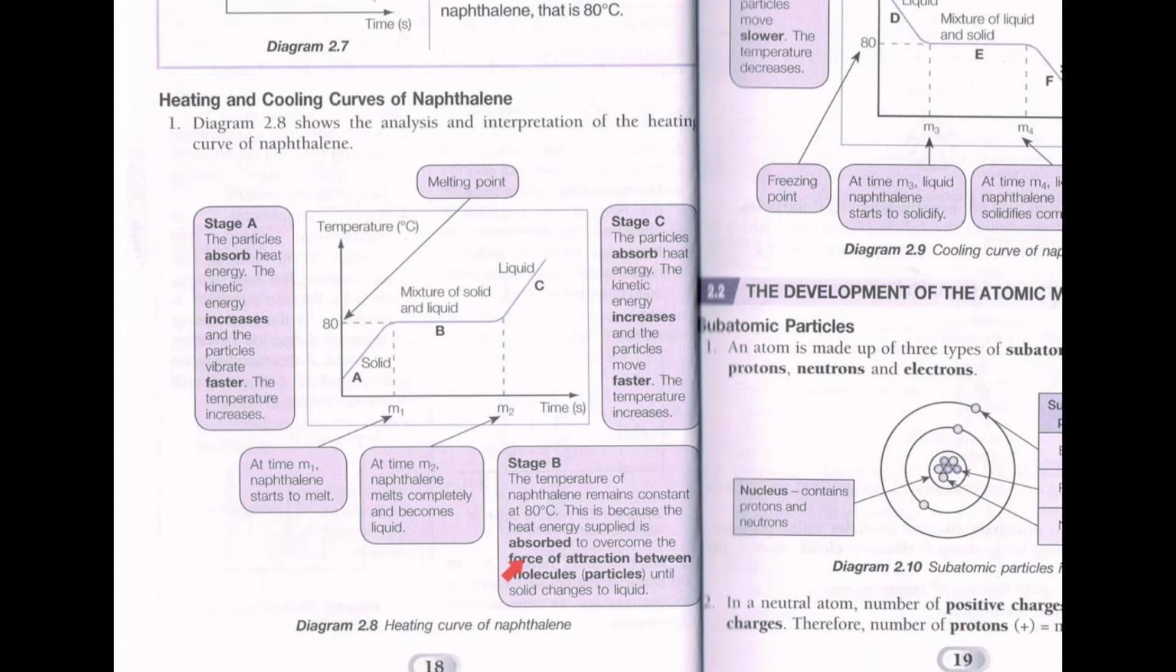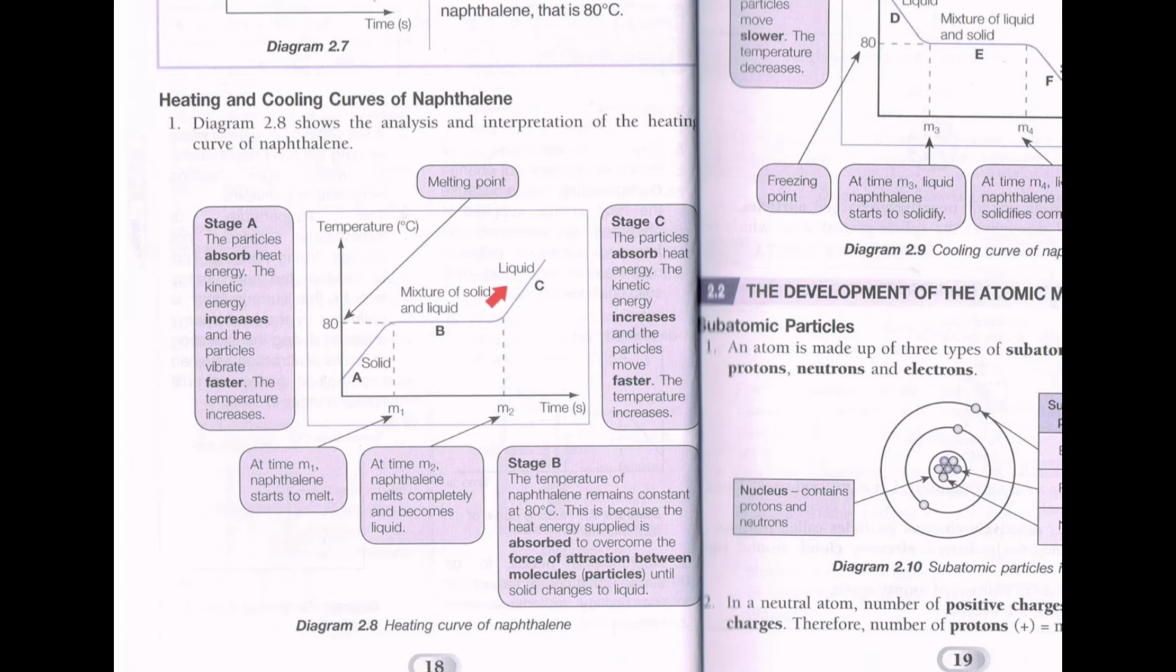Okay, so that's why just now I wrote down the heat can be used to increase kinetic energy. The heat can be used to break down the forces of attraction. So when you use the heat to break down the forces of attraction, temperature is not changing. Okay, so now at M2, naphthalene melts completely and becomes liquid. And then the liquid continues to heat up. So the particle absorbs heat energy, the kinetic energy increases, and the particle moves faster, the temperature increases.